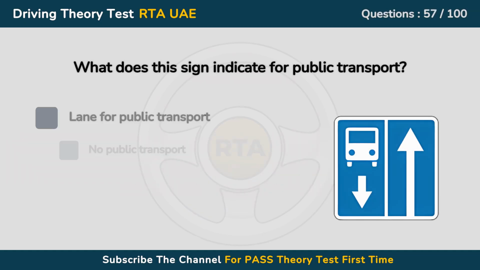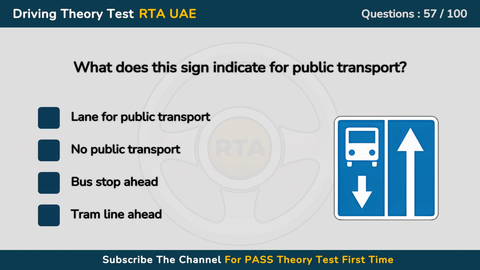Question 57. What does this sign indicate for public transport? A. Lane for public transport. B. No public transport. C. Bus stop ahead. D. Tram line ahead.